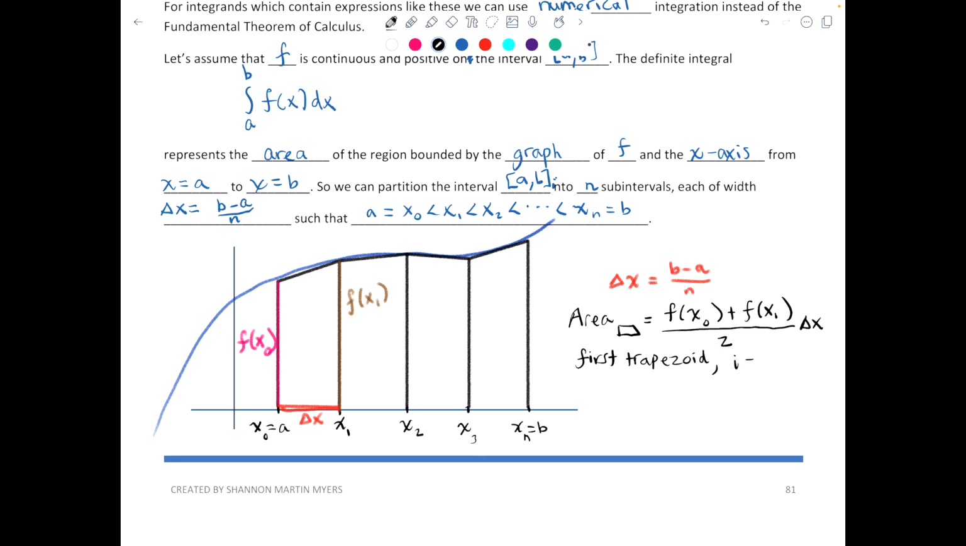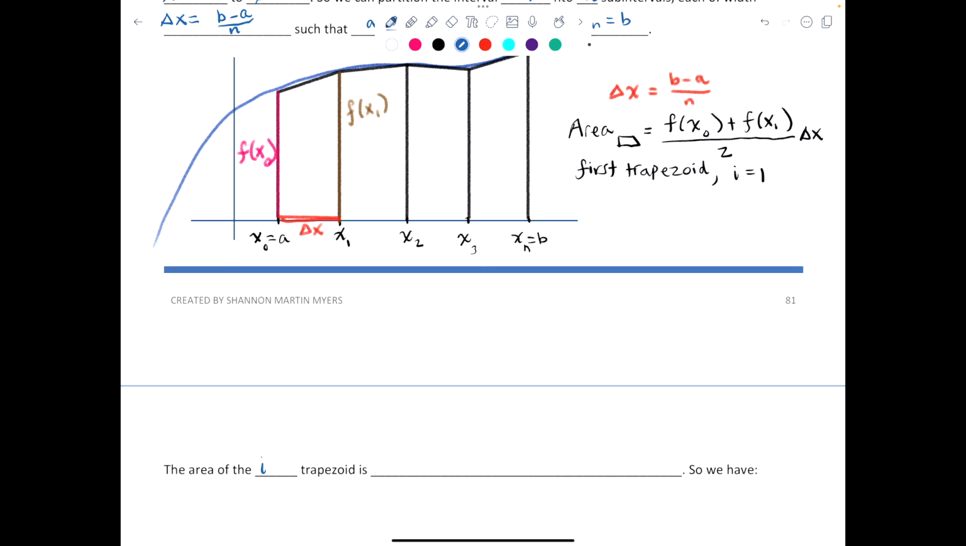So our i would equal to 1. The area of the ith trapezoid will be, I'm going to take the 1/2 out in front, and then we'll have f at x sub i minus 1 plus f at x sub i, and then times our delta x. Good so far? I'm going to keep it as delta x for a little while, and then we will plug in our b minus a over n.